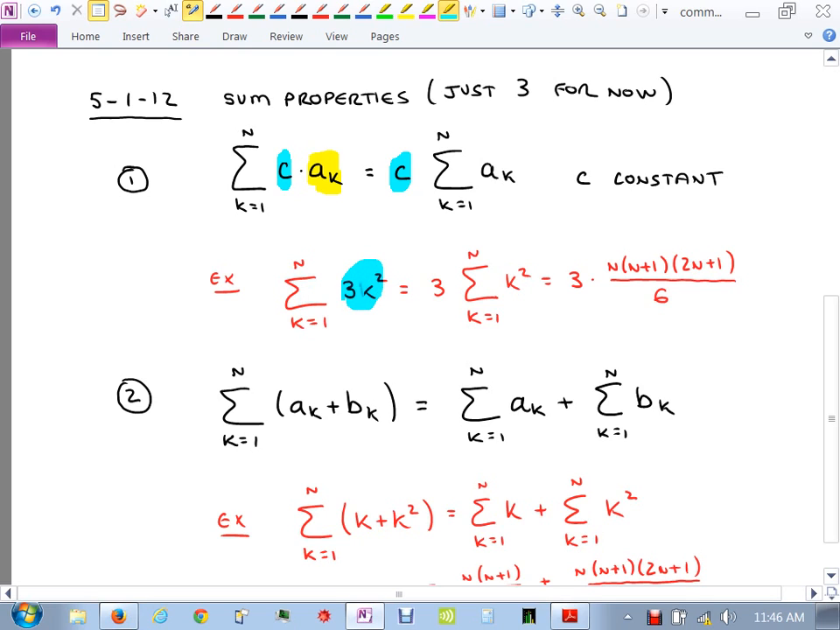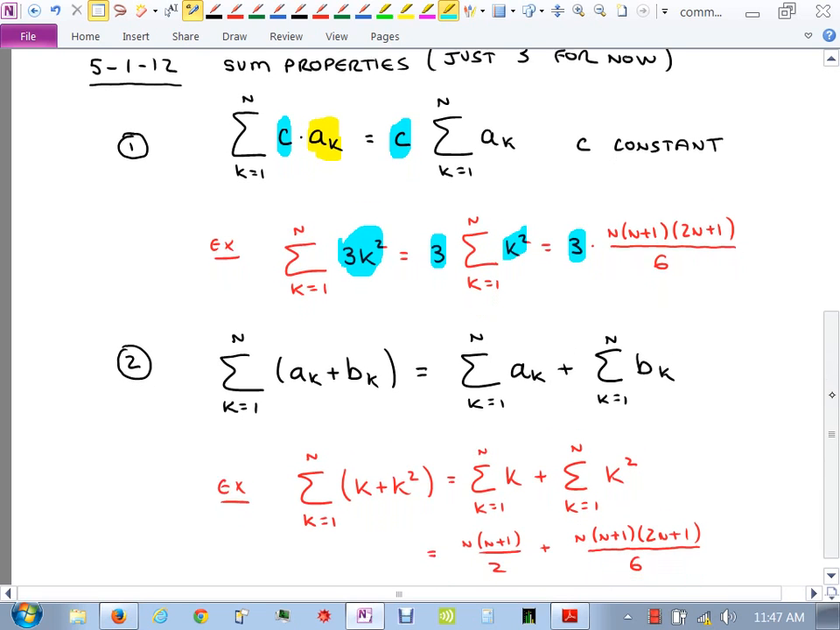This is an example of it. I'm trying to add up 3k squared. The 3 is a constant. I pull it out in front. And then the k squared, I have a formula for, right? So I just throw the 3 in front of that formula, and I'm done.